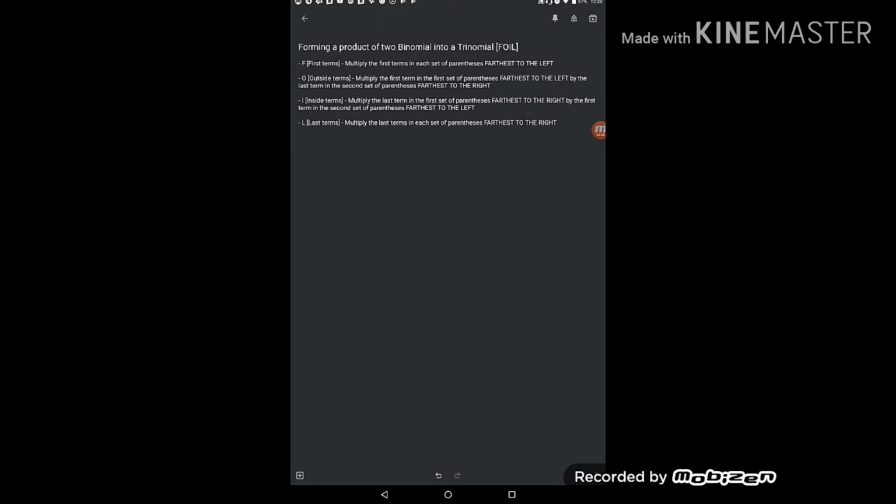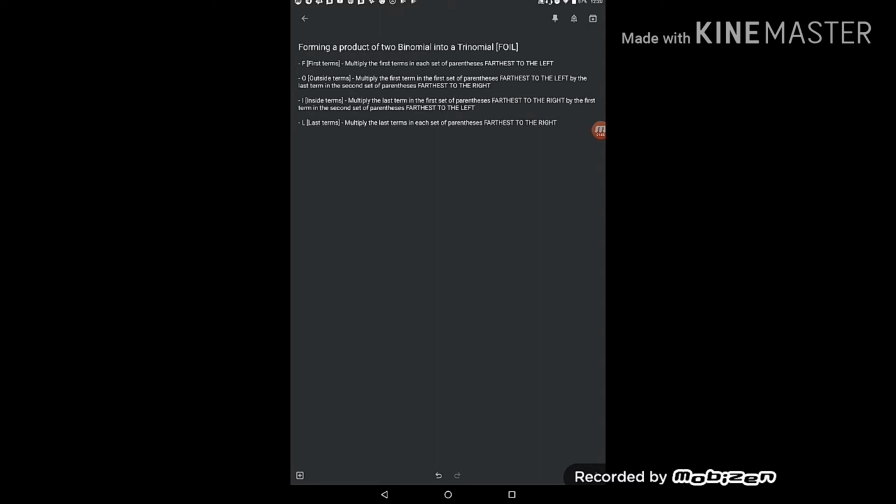The F stands for first terms, which means you multiply the first terms in each set of parentheses farthest to the left. O stands for outside terms, which means you multiply the first term in the first set of parentheses farthest to the left by the last term in the second set of parentheses farthest to the right. And some people like to use brackets or parentheses. It really does not matter which one you use.